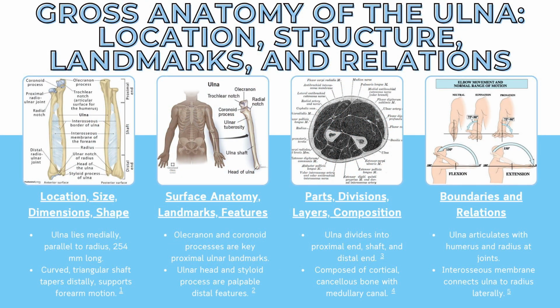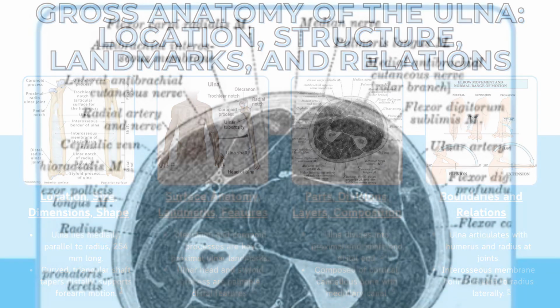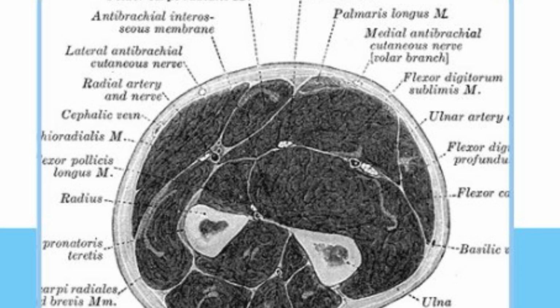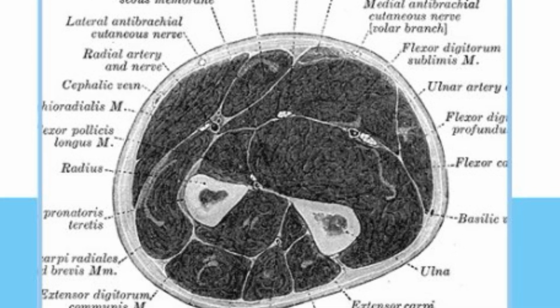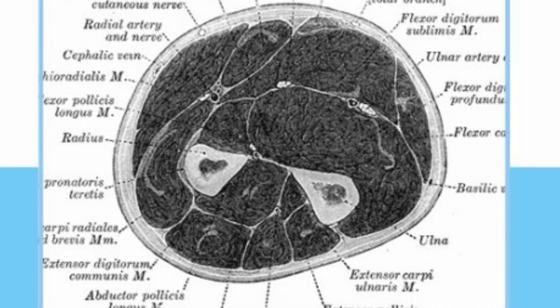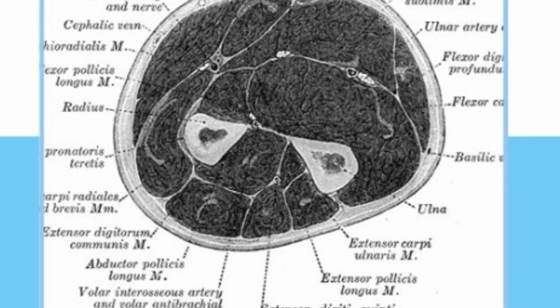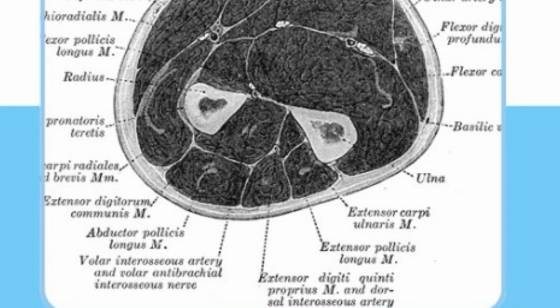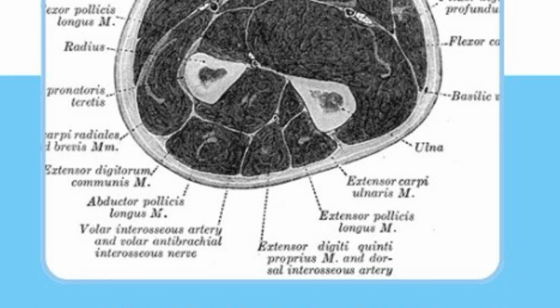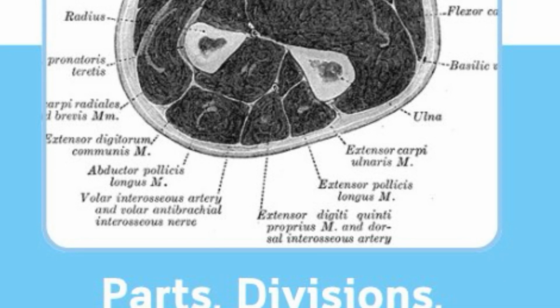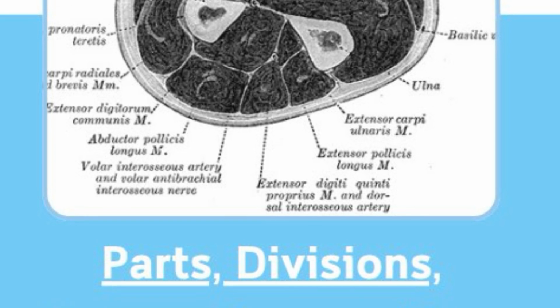Now, let's dive into the parts, divisions, layers, and composition of the ulna, a vital bone in the forearm. The ulna is divided into three major regions: the proximal end, the shaft, and the distal end. The proximal end includes the olecranon, which forms the elbow's point, the coronoid process, which anchors muscles, the trochlear notch, which articulates with the humerus for elbow movement, and the radial notch, which connects to the radius. The shaft or body is the long central portion providing structural support and attachment points for muscles. At the distal end, the ulnar head forms a prominence at the wrist, while the styloid process extends as a slender projection.